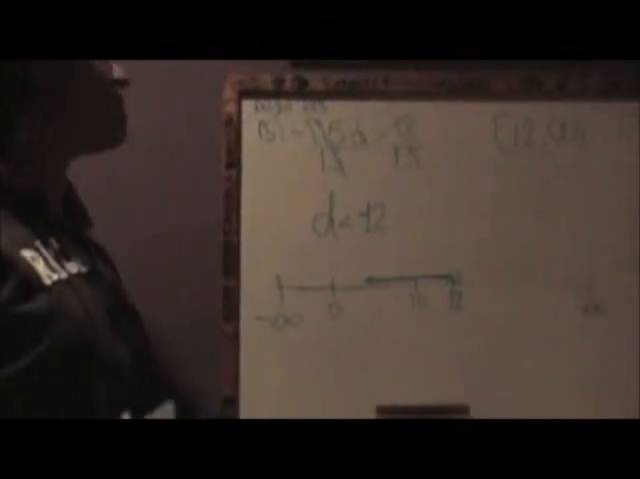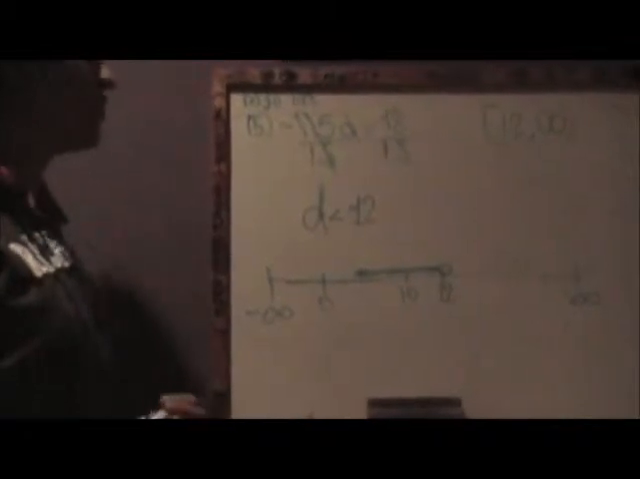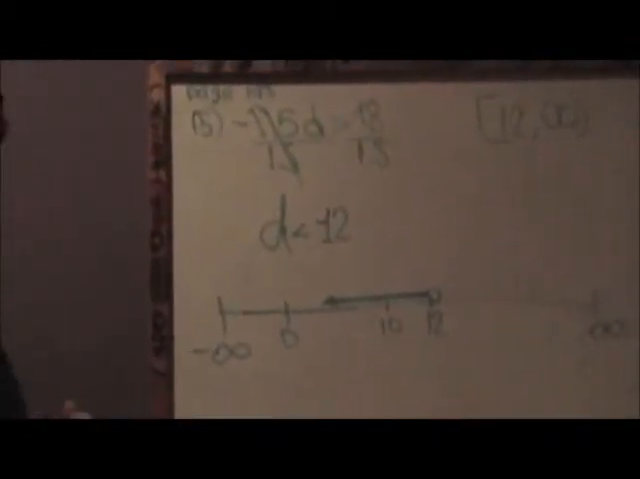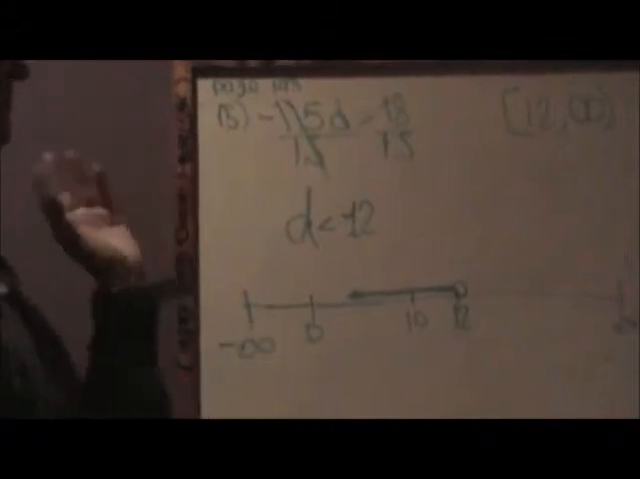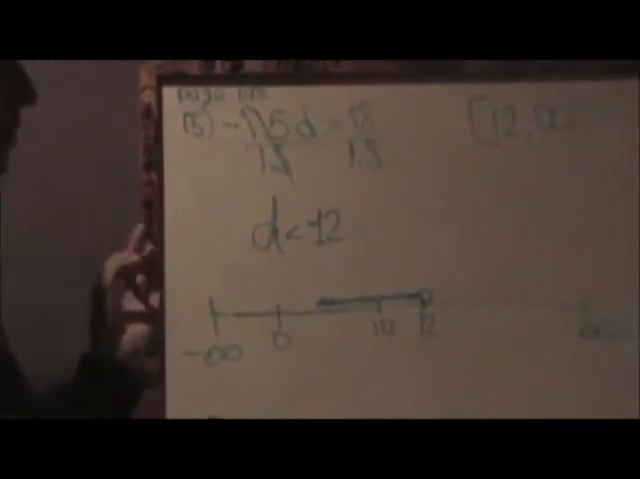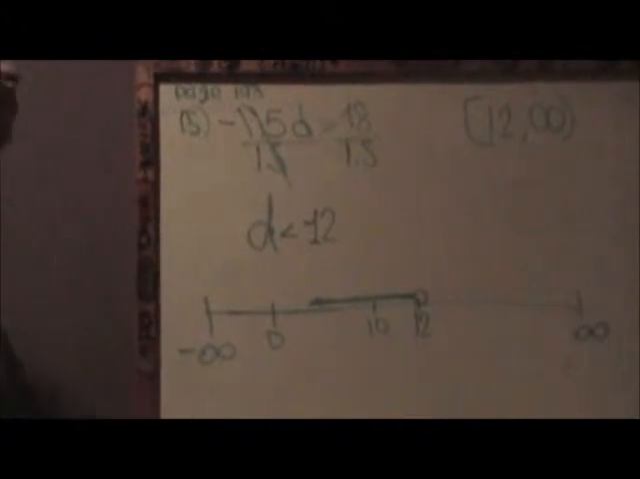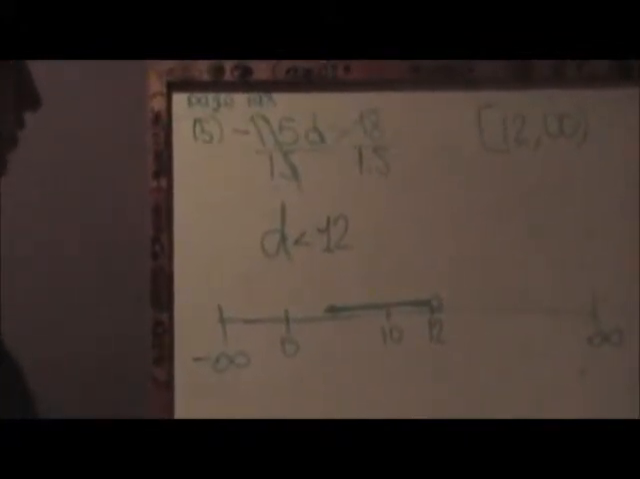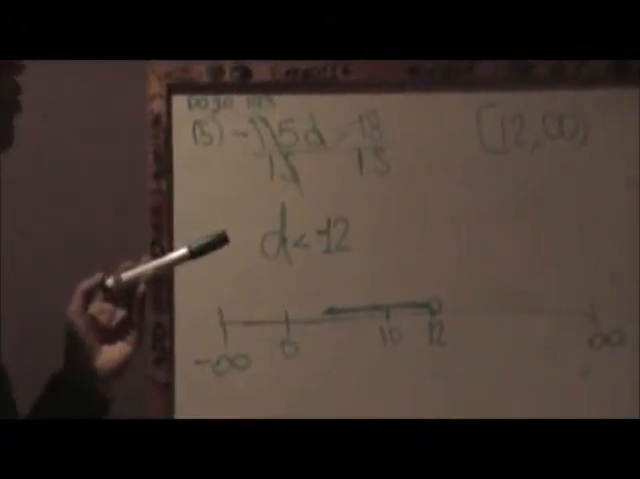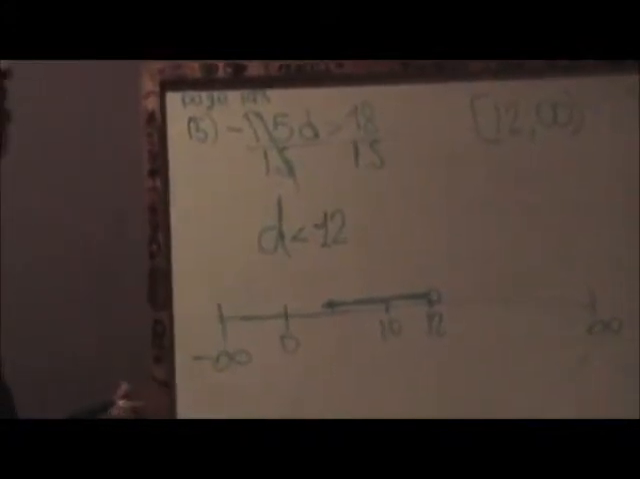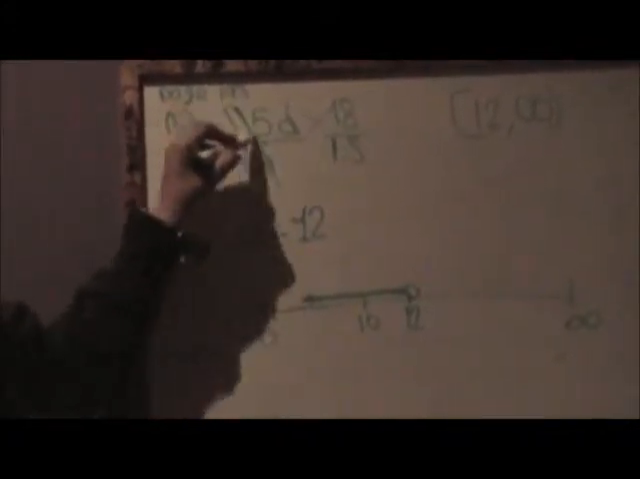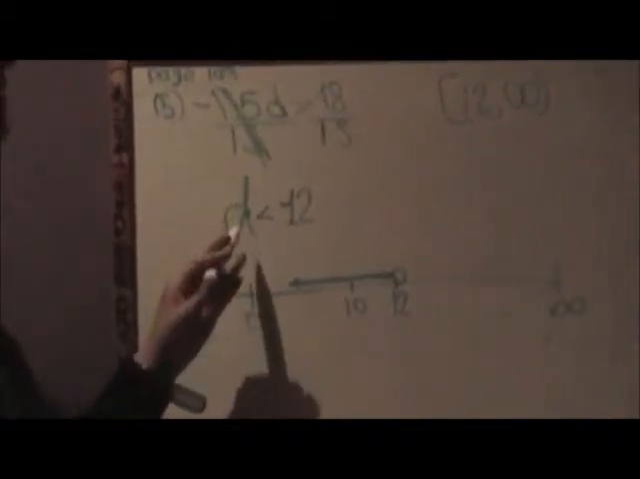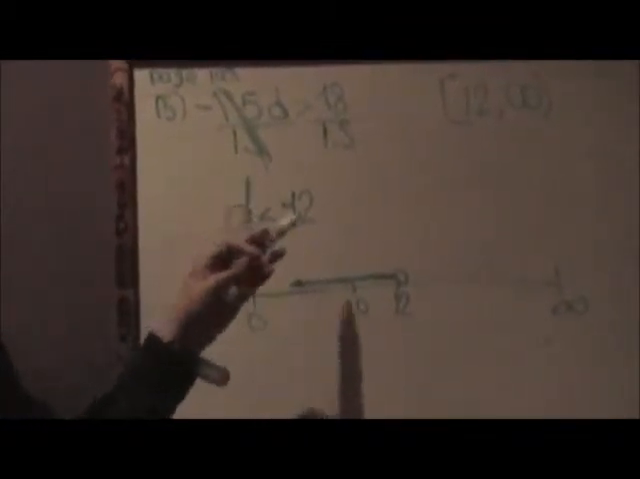Thank you. Okay, so I'm going to explain the exercise 5 of page 193. The problem is -1.5d > 18. So we have to leave the variable alone. Of course we have to divide by 1.5 on both sides. This is going to cancel. Then 18 divided by 1.5. So the result is d is less than 12.